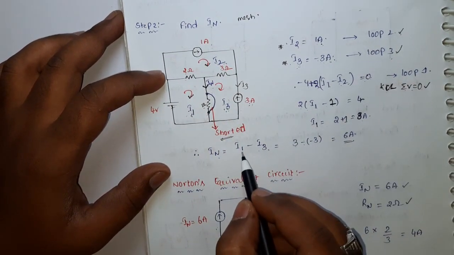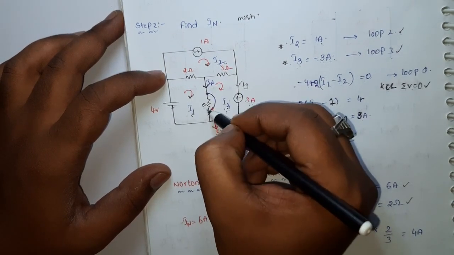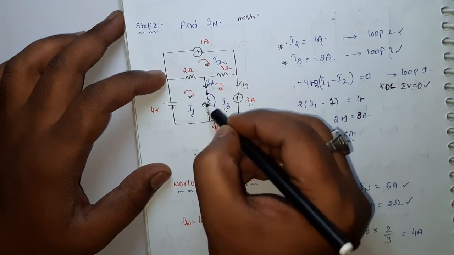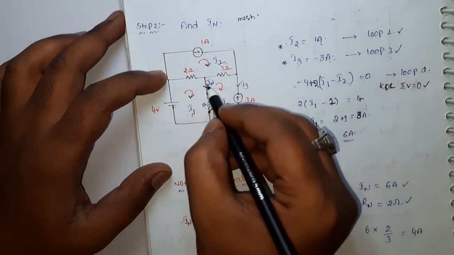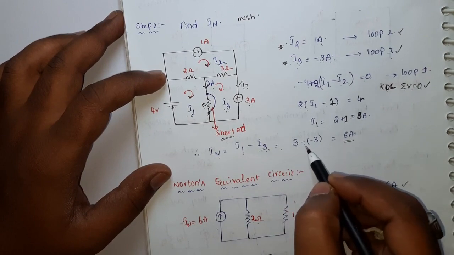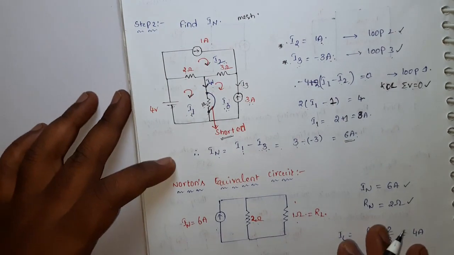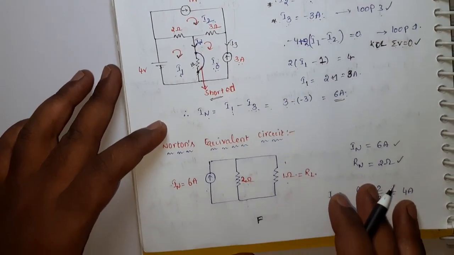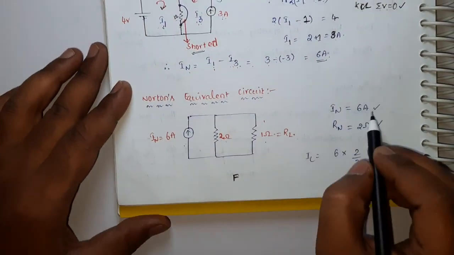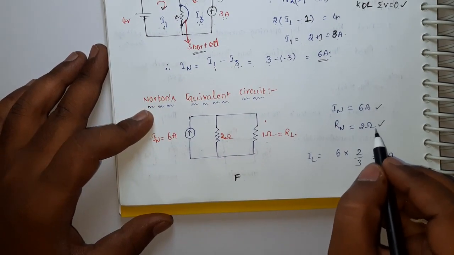So what is the branch current? I1 minus I3. I1 is coming like this and I3 is coming like this. Both are in opposite direction. The branch current is I1 minus I3, which equals 3 minus of minus 3, that is 6 ampere. So we got Norton's current as 6 ampere and Norton's equivalent resistance as 2 ohm.